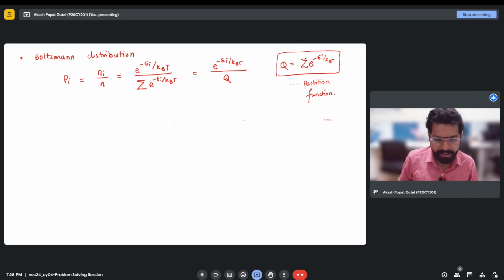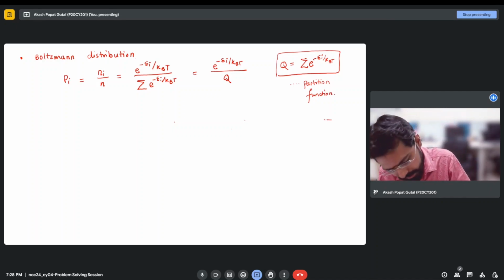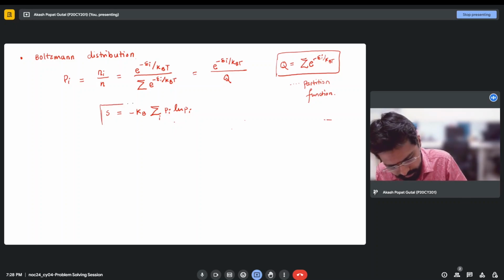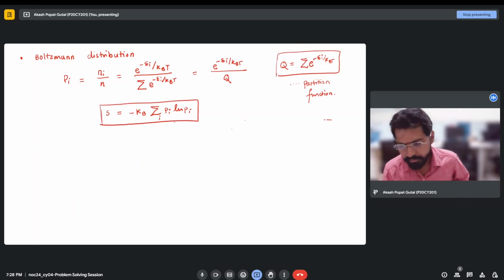And we defined entropy in a similar way. What is the equation for entropy? It reduces to minus kB into the summation of Pi ln Pi. So this is given as the equation for entropy.